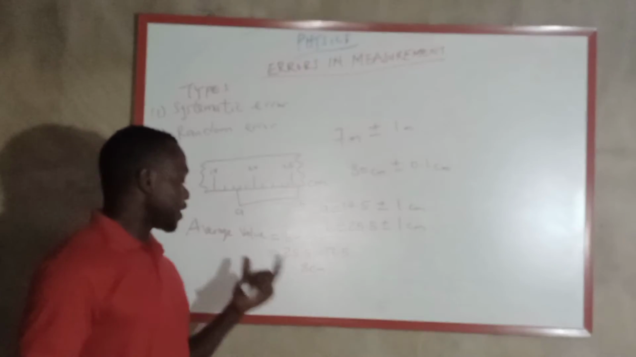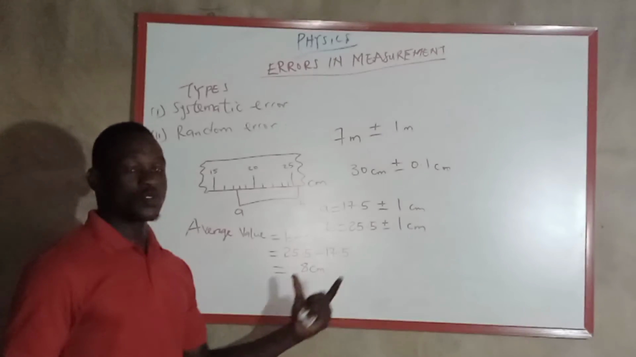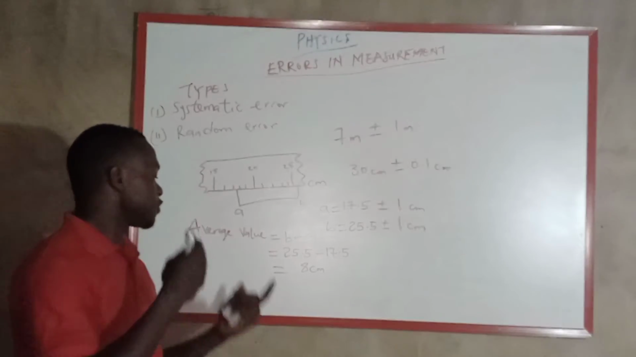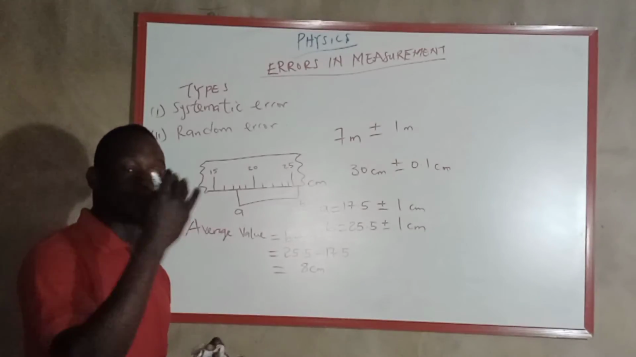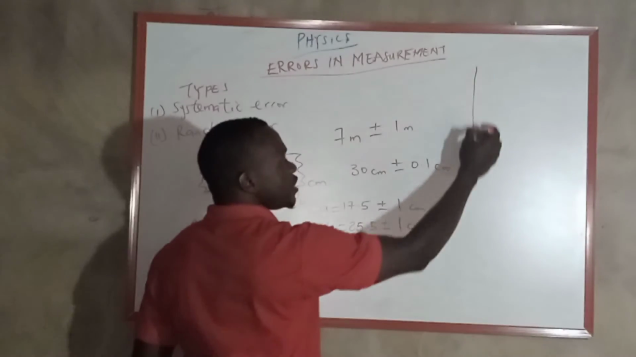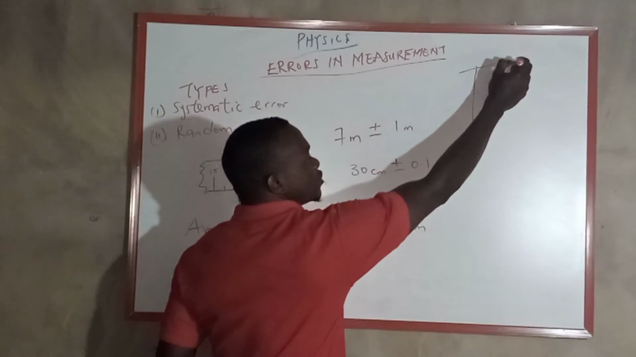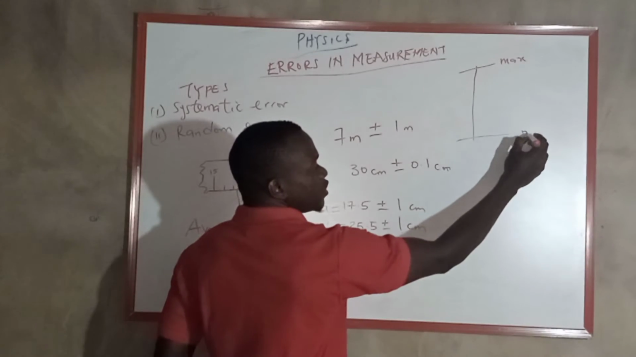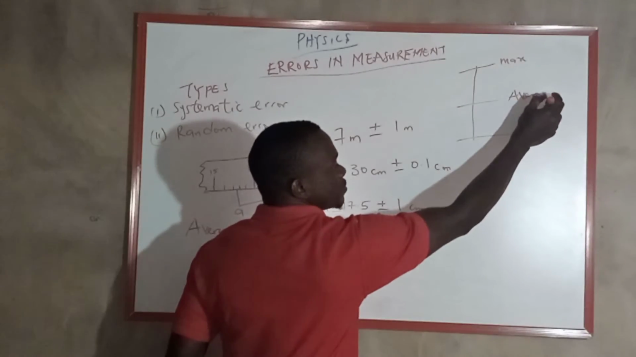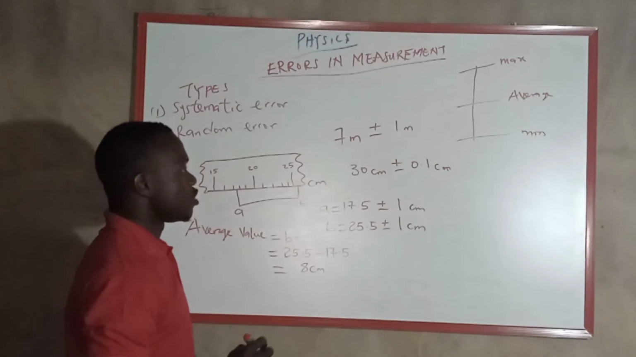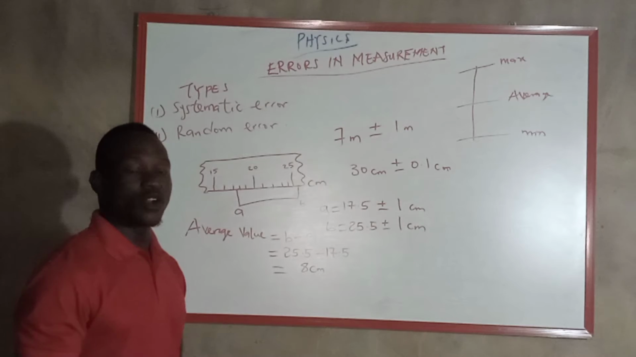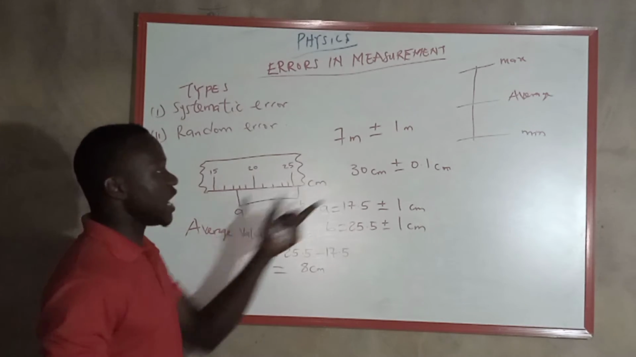Now the next step after getting the average value of these two is to get the maximum value. So let me just explain the steps. First of all, we get the average value. Secondly, we get the maximum value. And third, we get the minimum value. This is our reading now. We get the maximum value, we get the minimum value, then we get the average value. That's how you know the error. When you've gotten these 3 parameters, you'll be able to calculate the error as well as the percentage error. So now we've gotten the average value.